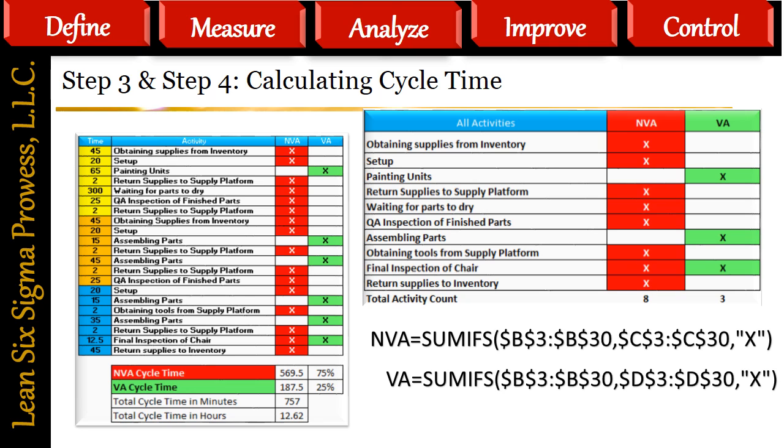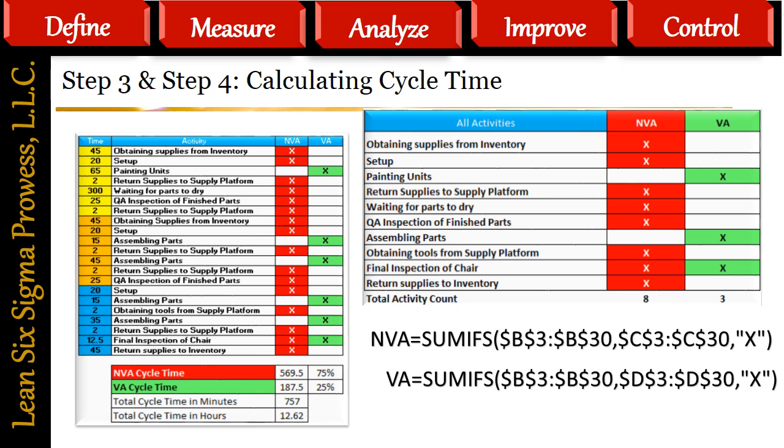In order to calculate the percentage of cycle time that is taken up by non-value added activities, we divide 569.5 by 757, then multiply by 100. This equates to 75%. And, in order to calculate the percentage of value added activities, we divide 187.5 by 757 and then multiply by 100, which equals 25%.